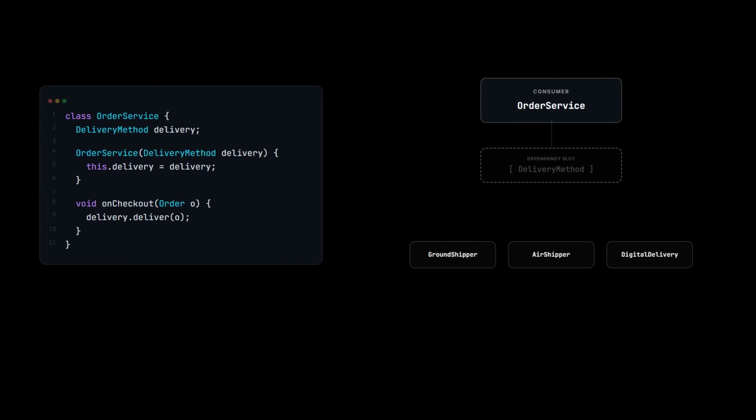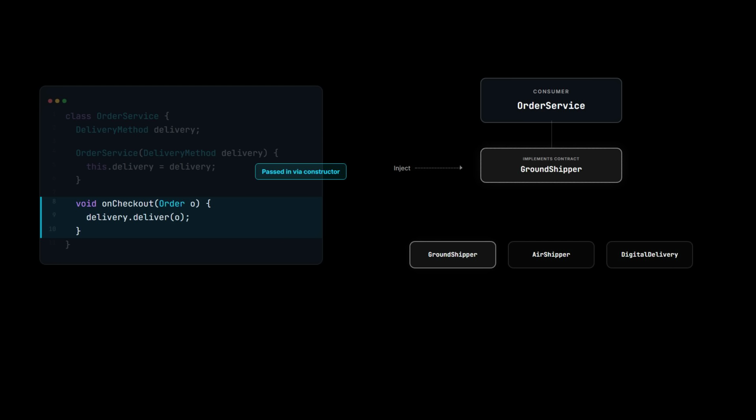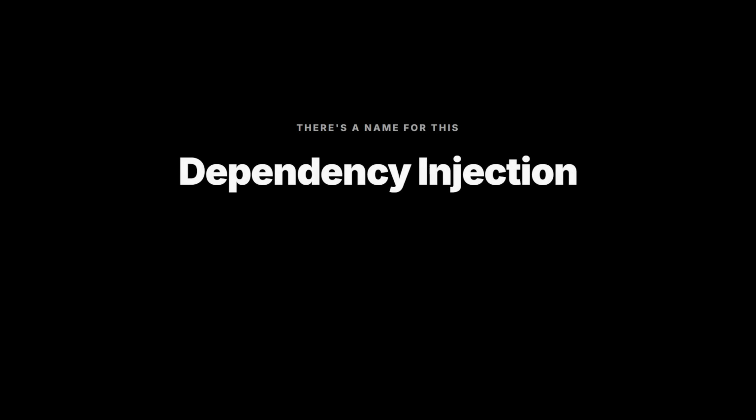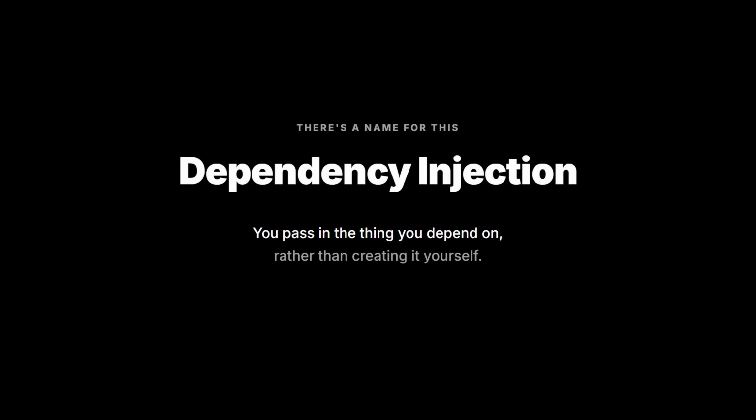And now that we have this clean interface, we can actually lift the creation of the delivery method out of our service entirely. Instead of the service deciding which delivery method to use, we just pass it in from the outside. The service says, I don't care how you deliver orders, just give me something that can. There's actually a name for what we just did: dependency injection. You pass in the thing you depend on rather than creating it yourself. That's it. No magic framework, just handing in an interface. I'll do a full video on dependency injection, but if you've heard the term and wondered what it was, now you know.